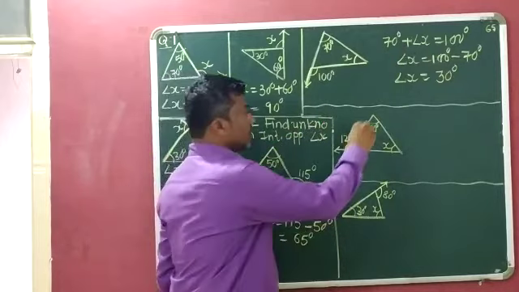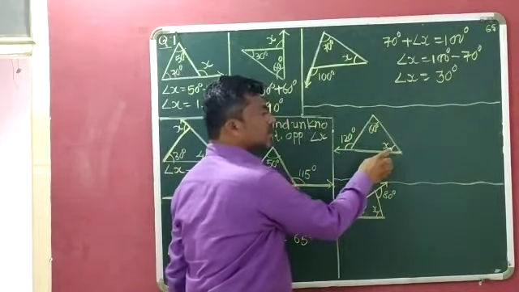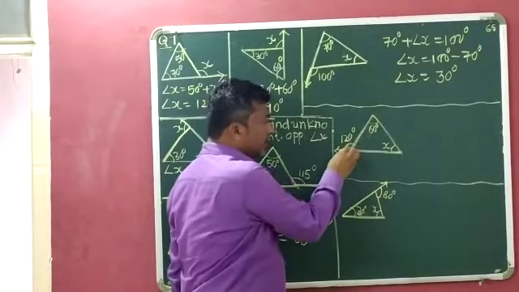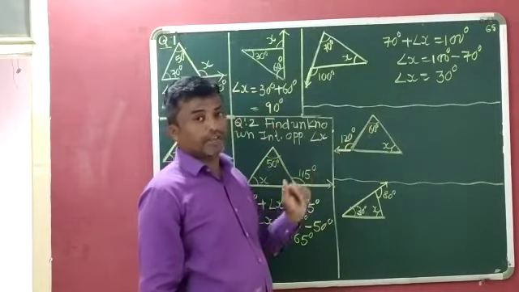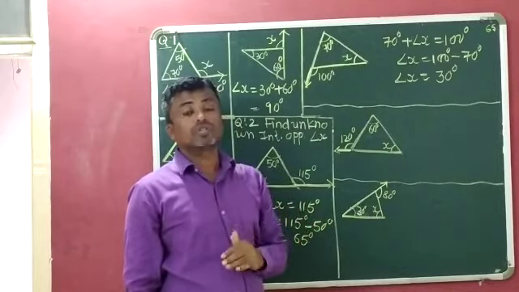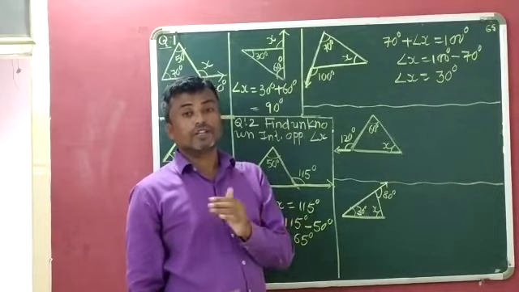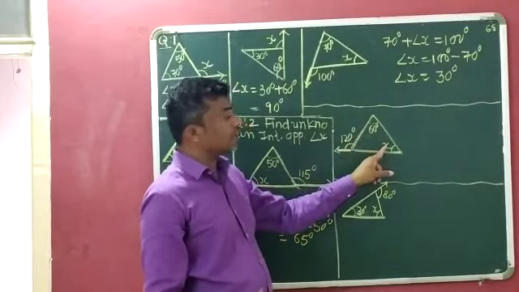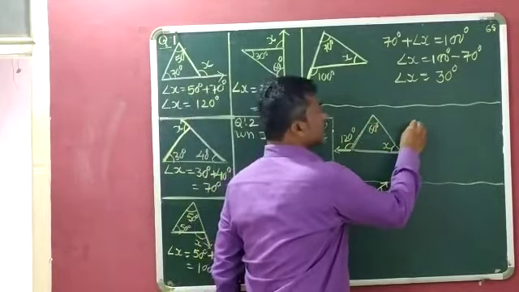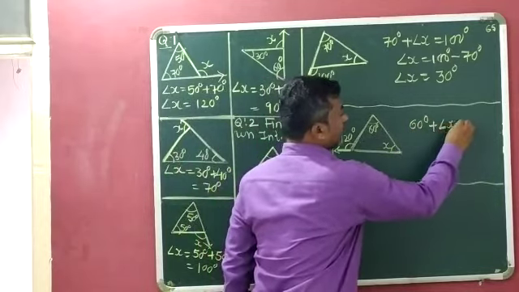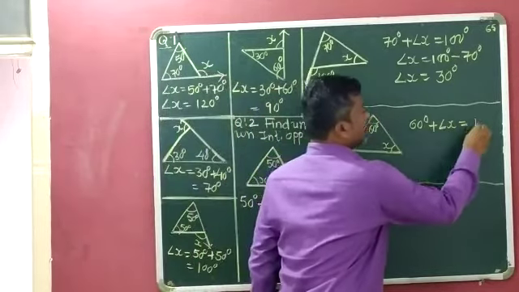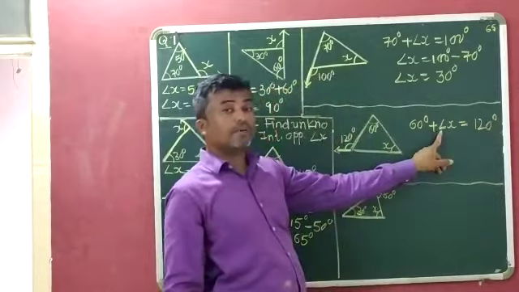Now next question. See here, unknown interior opposite angle X is here. The given interior opposite angle 60 degree is here, and this 120 degree is an exterior angle. According to the exterior angle property, we know that the sum of interior opposite angles is equal to the exterior angle. So 60 degree plus angle X, because 60 degree and angle X both are interior opposite angles, their sum means 60 degree plus angle X is equal to the exterior angle, and its measurement is what? 120 degree. Here we have to identify the value of X.